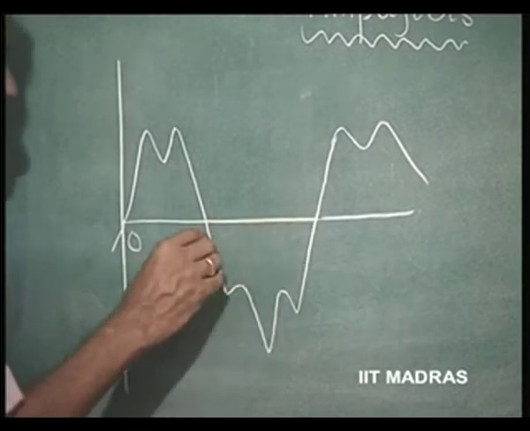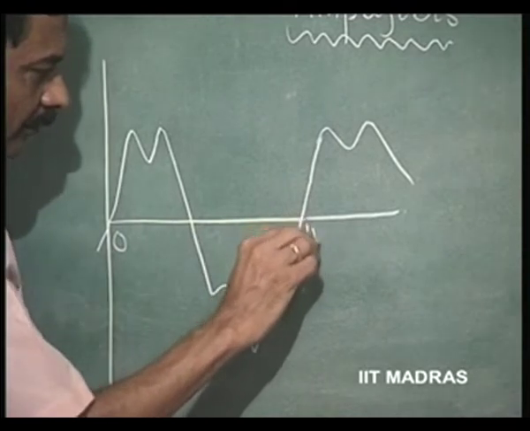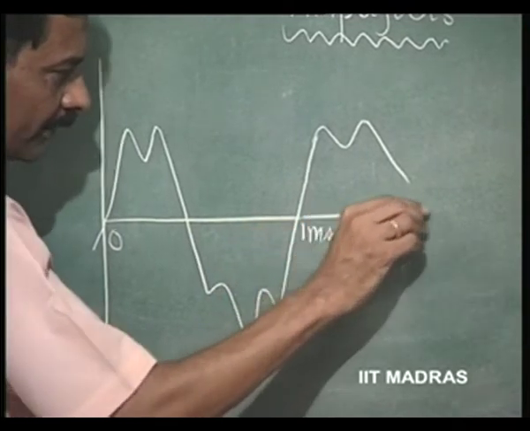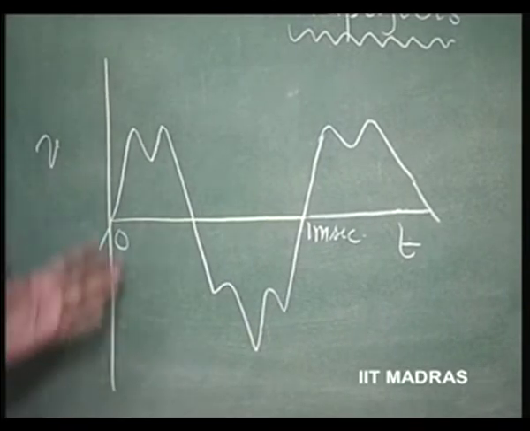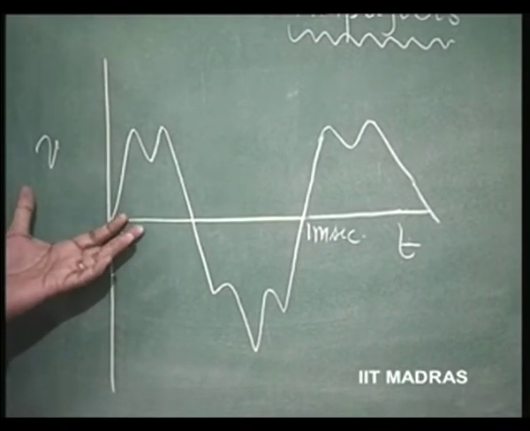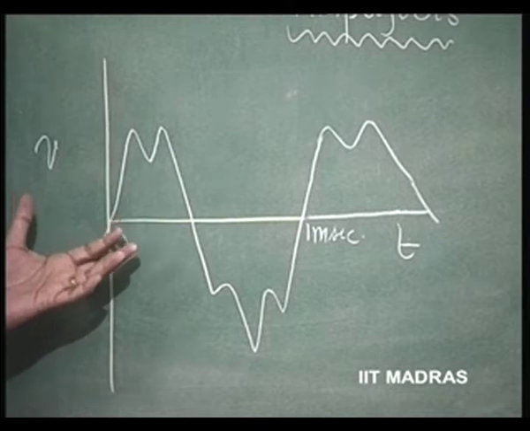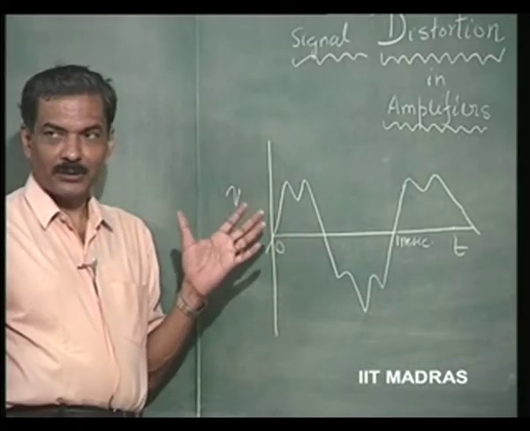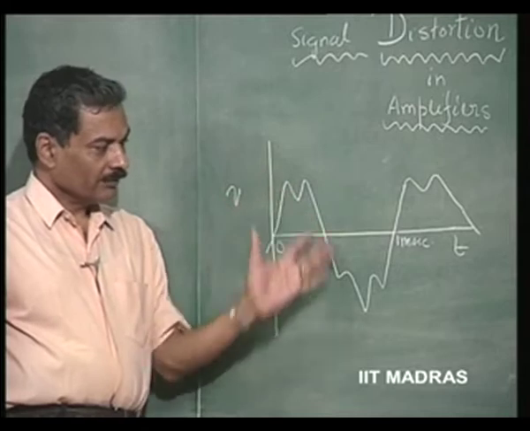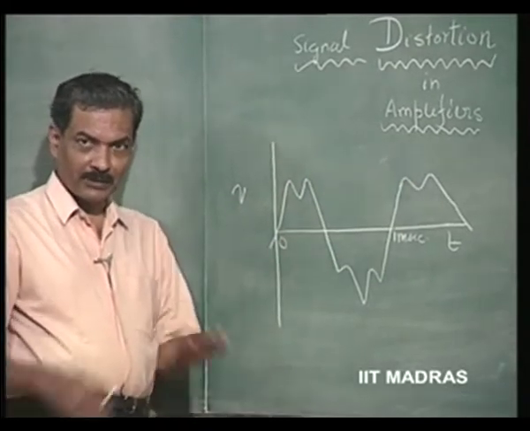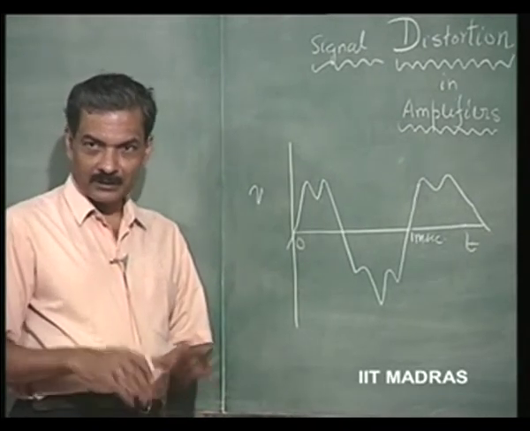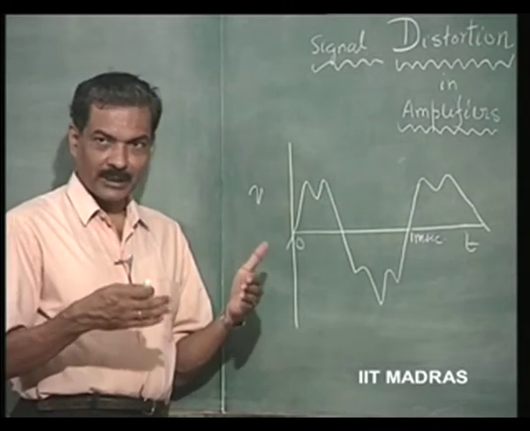Let us say this is 1 millisecond time period. This is the voltage input. So, this has to be exactly reproduced at the output following the same shape. Right? This should not be in any way distorted. Only thing is it should be amplified, let us say 10 times or 100 times. That is the purpose of the amplifier.